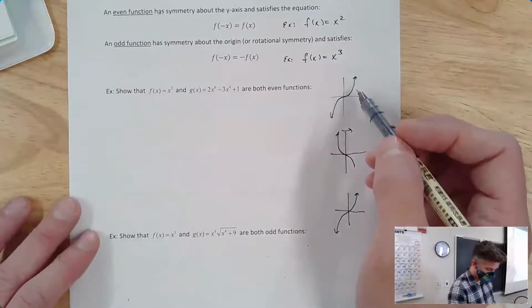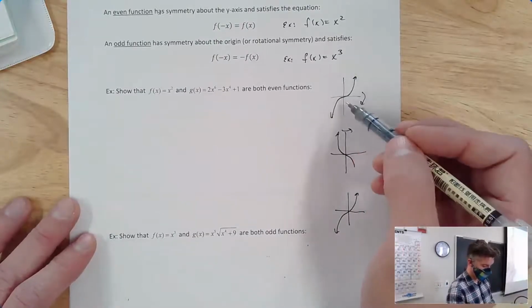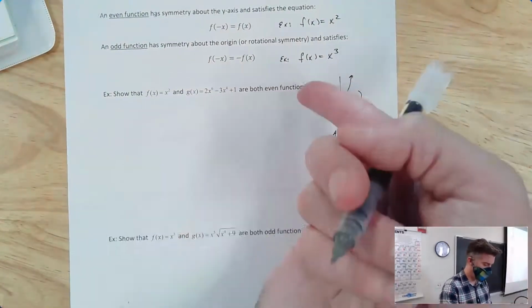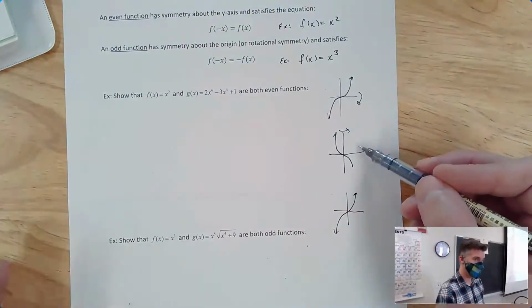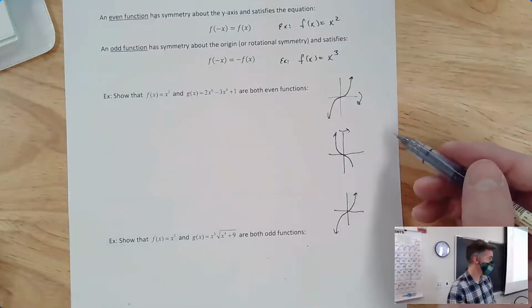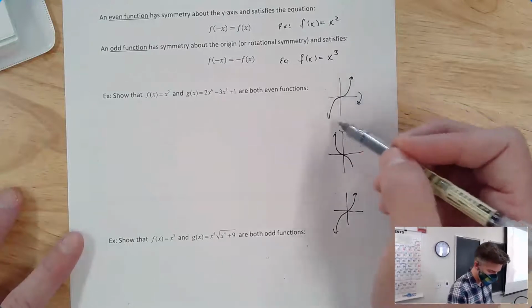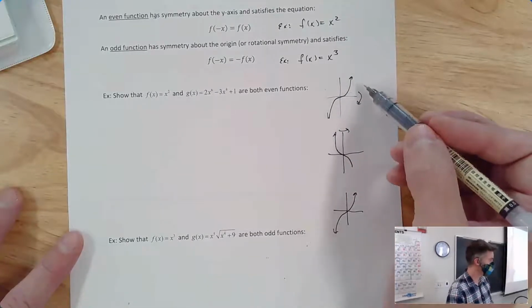So think about this graph here again, x cubed. If I flip it across the x-axis or across the y-axis, it's going to look like that. That means it's odd. Or you could say in your head, if you rotate this 180 degrees, it looks the same as when you started.